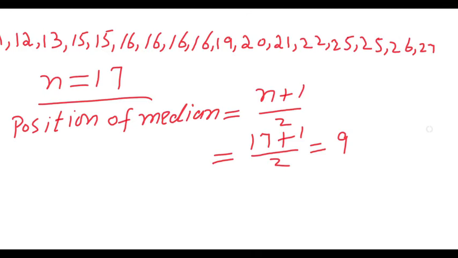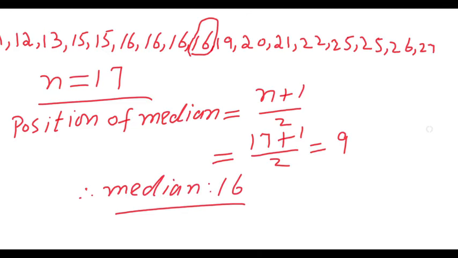So we count here. We're going to start looking from here now: 1, 2, 3, 4, 5, 6, 7, 8, 9, which is 16. So this is my median. Therefore the median is 16. This is my final answer. Second method I'll show you now.